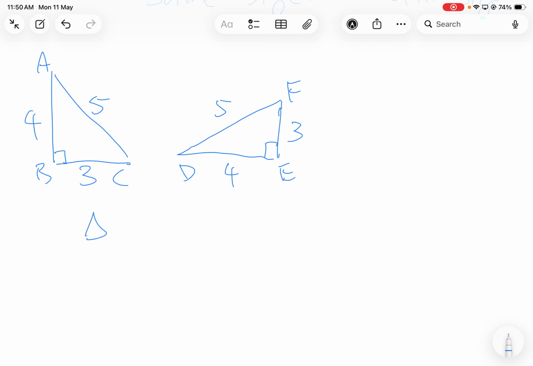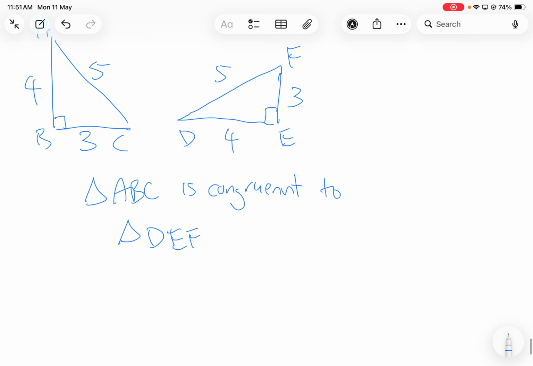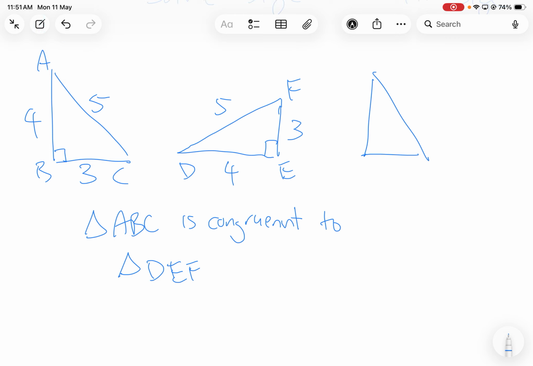I can say that triangle ABC is congruent to triangle DEF. Okay? Then, there is one thing I want you to take note of here. The naming that you will be given, or the naming you use, must always correspond. Meaning, if I rotate this triangle, now it will look like this. D, E, F.